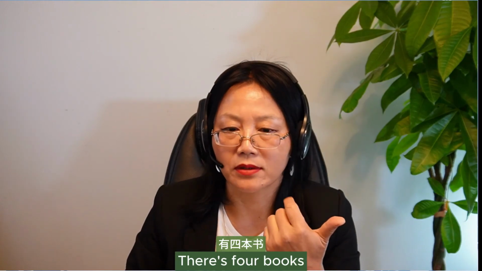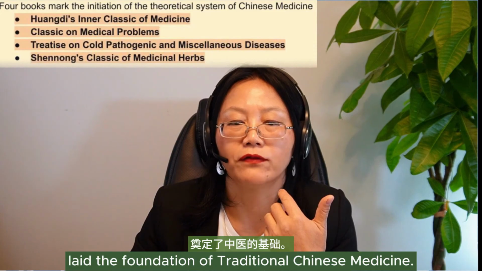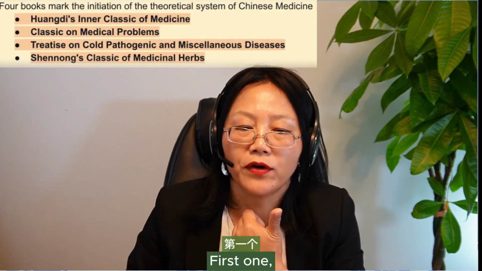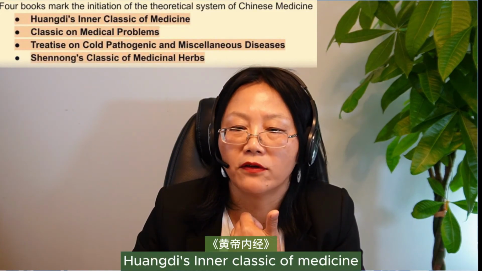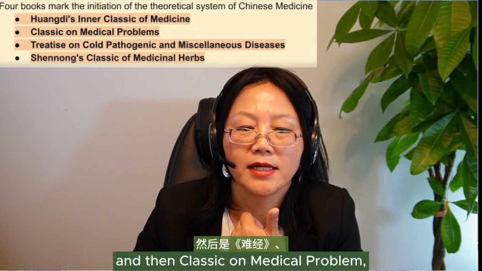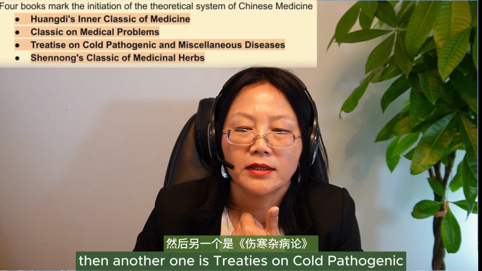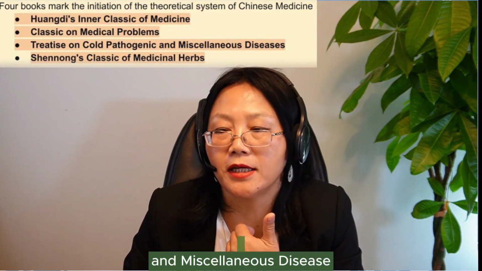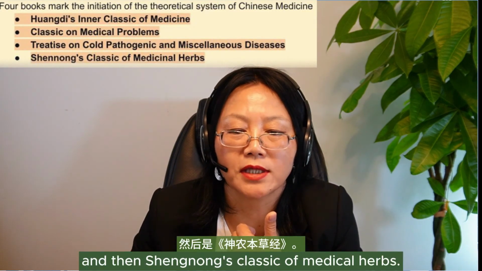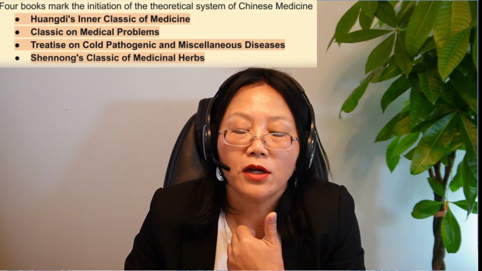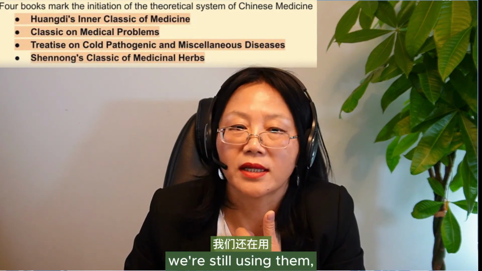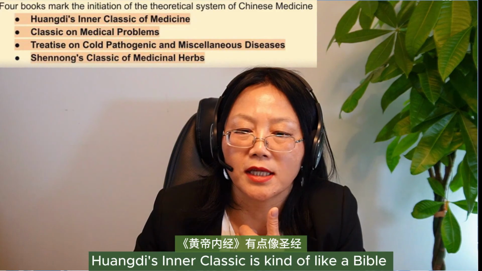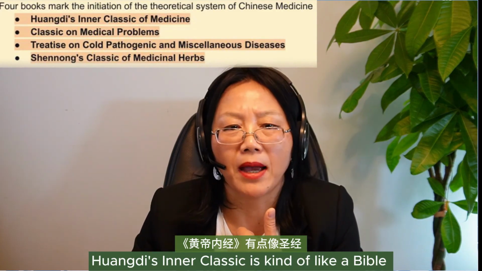Four books laid the foundation of traditional Chinese medicine. First, Huangdi's Yellow Emperor's Classic of Medicine, and then the Classic of Medical Problems. Then another one is the Treatise on Cold Pathogenic and Miscellaneous Diseases, and then Shennong's Classic of Medical Herbs. These four books we're still using, especially the first one, Huangdi's Classic. It's kind of like a Bible.